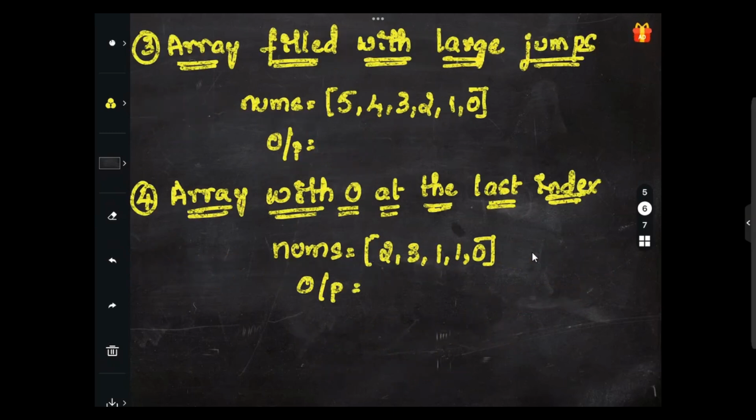The third edge case here is an array filled with a large jump. Here this one will be true because we can reach the end easily, right? We can just reach the end easily. 5 we have, 1 2 3 4 5, directly we can reach the last index.